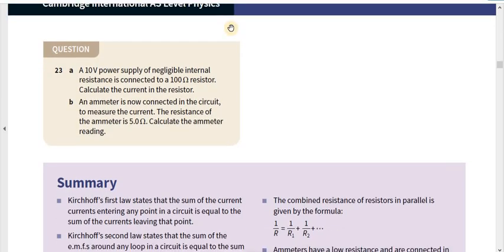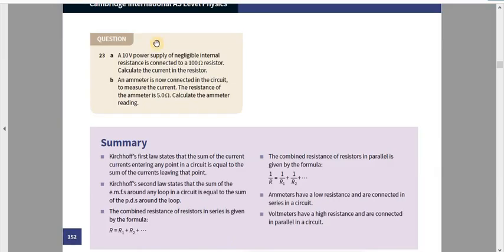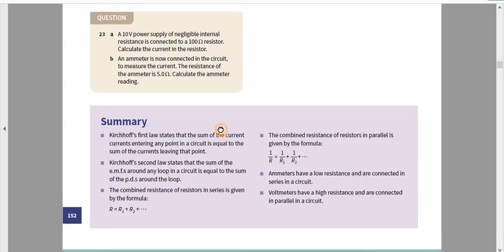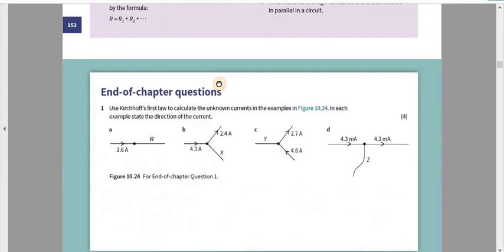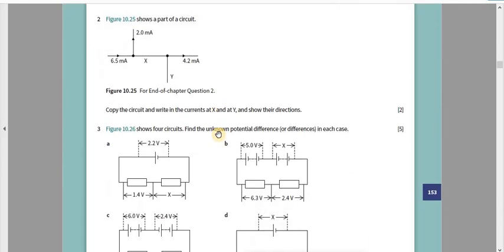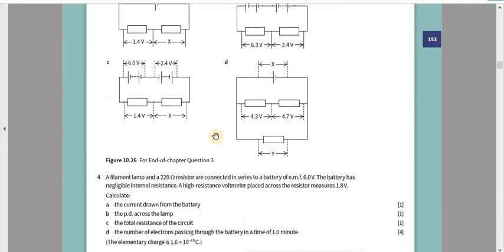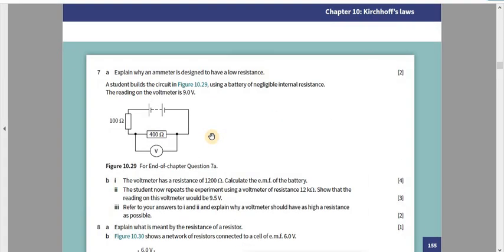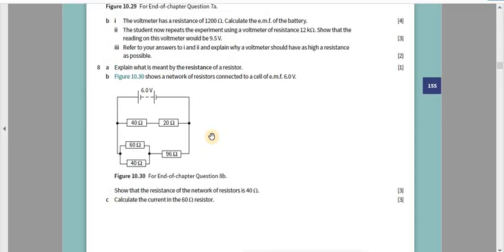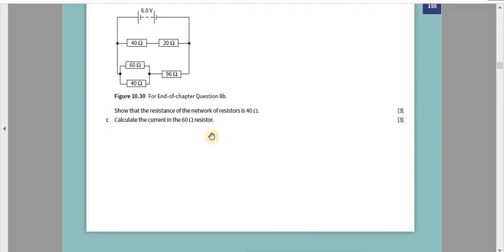Then the last part is the summary. Make sure you answer all these questions. I have explained everything that you need to know in order to answer them. Make sure you answer all the questions in this chapter. Summary. We have arrived at the end of the chapter, and there are also end of chapter questions which you can do. These are similar to the past paper questions. Before you answer these end of chapter questions, make sure you answer the questions that are throughout the chapter, the questions which are in the brown boxes.